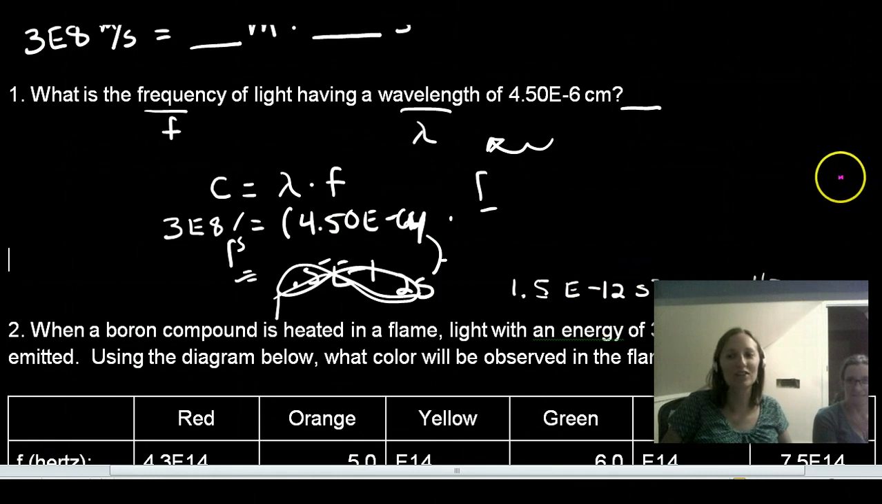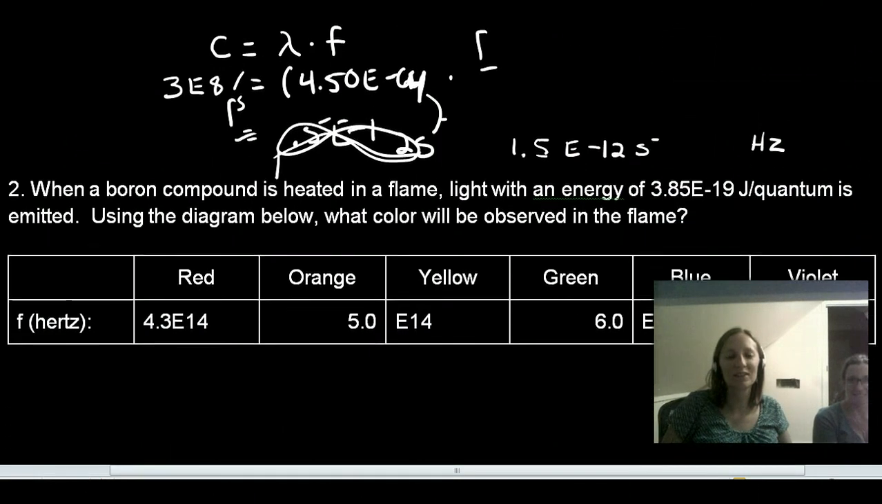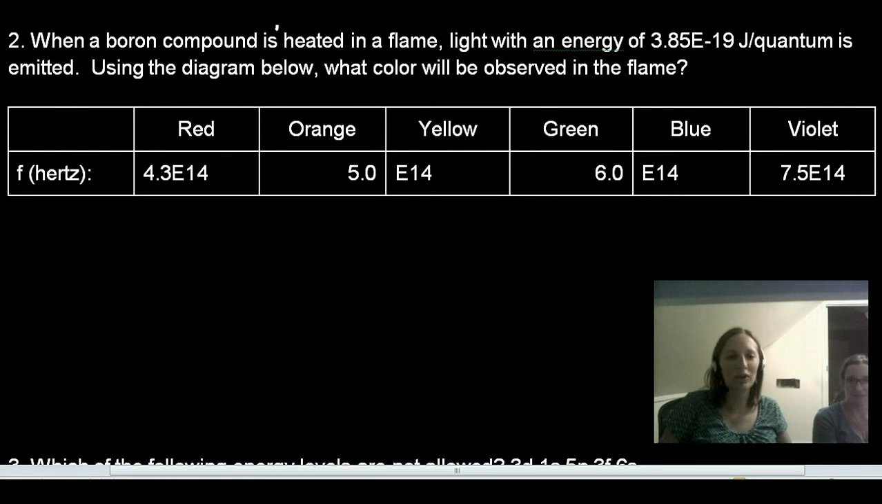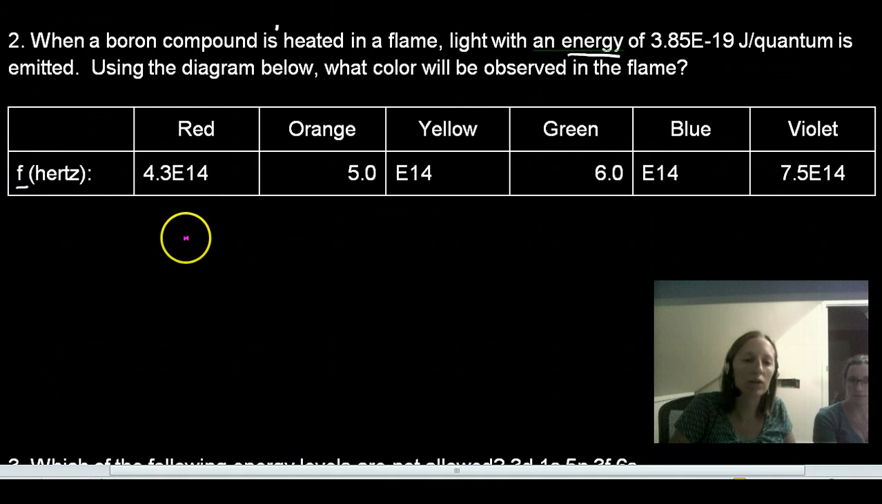All right, question 2. When a boron compound is heated in a flame, light with an energy of 3.85 e negative 19 joules per quantum is emitted. Using the diagram below, what color will be observed in the flame? So what we have is energy, and what we need is frequency. And so we're going to need our formula that involves energy and frequency, which is E equals hf.